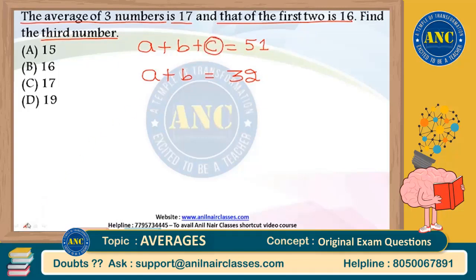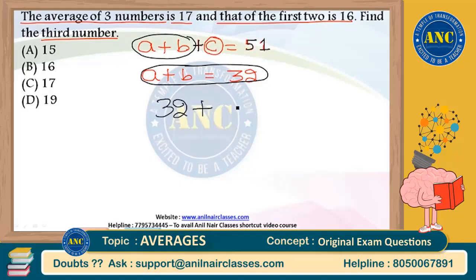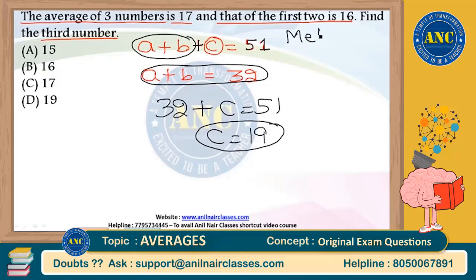Now see here, sir. Can I say that A plus B value is given as 32 in the question? 32 plus something should give me the answer as 51. What should be that something? That something should be 19. So C value is 19. This is by using equations, which I will call method 1. Method 1 is also a good method.